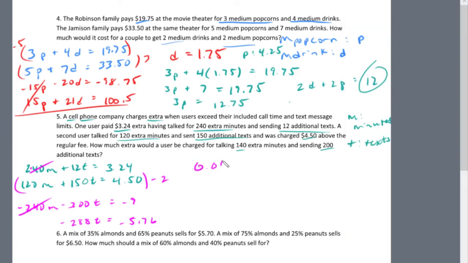2 cents. 2 cents for a text. So a text is 2 cents. Now plug that in right there, and you're going to get 240.